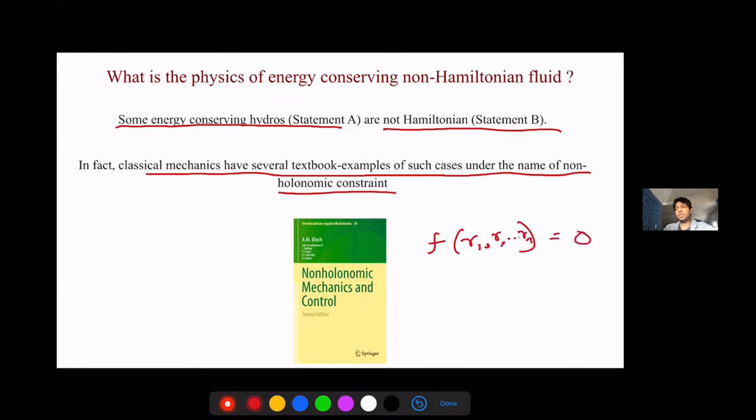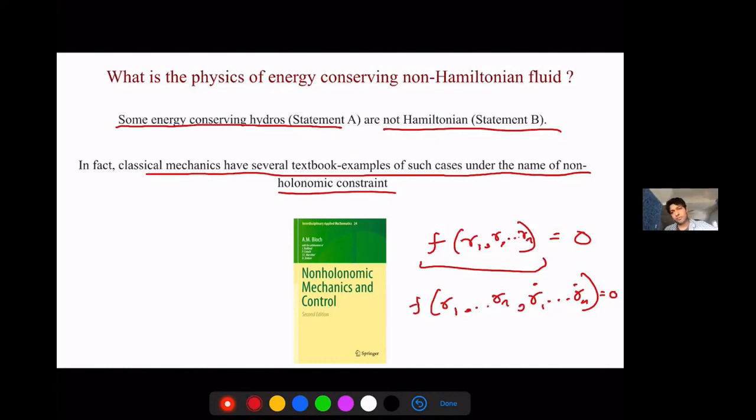Most constraints are imposed with a Lagrange multiplier. Let's say you want to constrain a particle moving on a circle, then you just impose lambda times the equation of a circle as a Lagrange multiplier. Those are holonomic constraints. But if you include velocities into these constraints, r_1 through r_n and r_1 dot through r_n dot equal to 0, then in many cases they cannot be reduced, and they are sometimes referred to as non-integrable constraints.